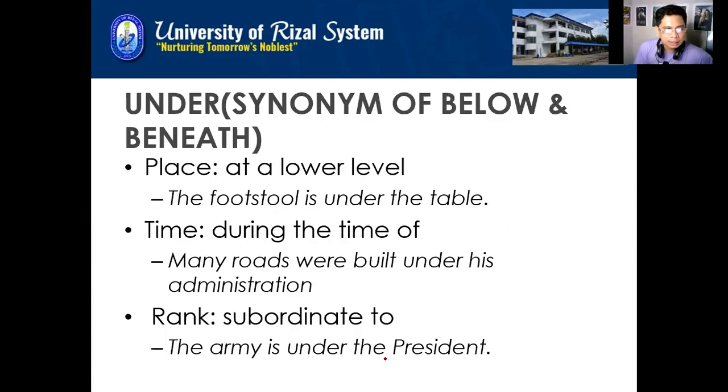Next is "under", which is synonymous with "below" and "beneath". So at a lower level, the footstool is under the table. The footstool is under the table. And when referring to time or during the time, many roads were built under his administration. Or if you are referring to a subordinate, the army is under the president.